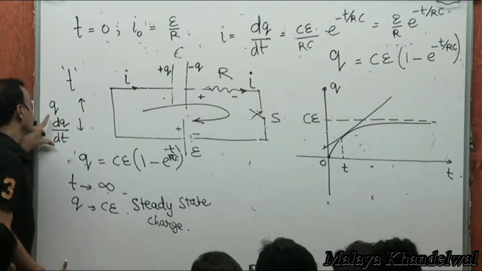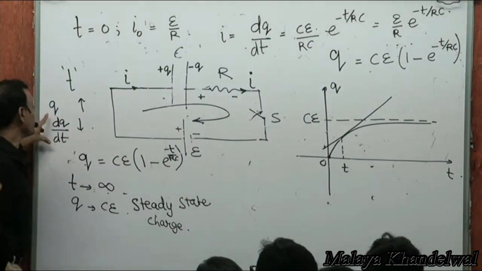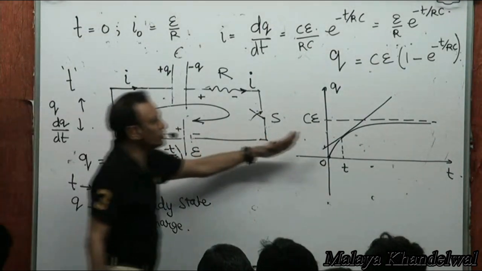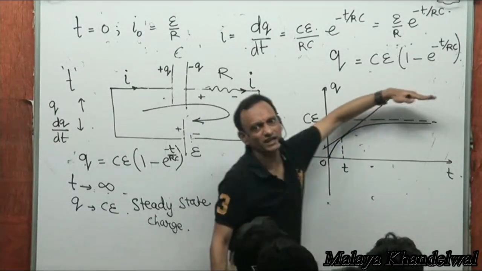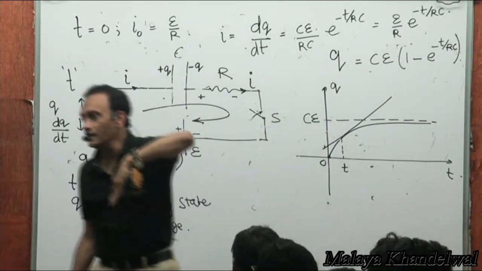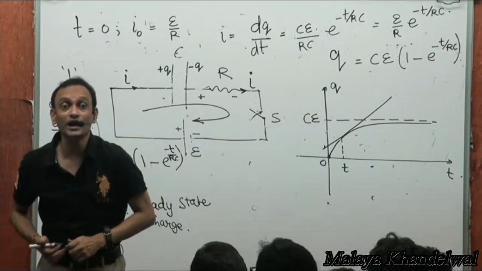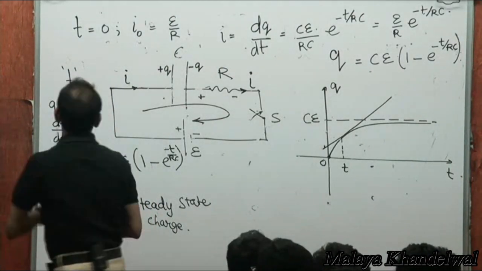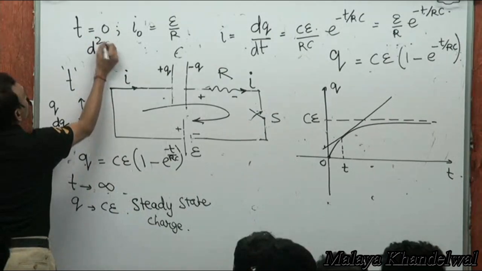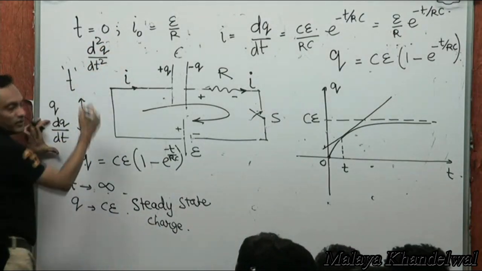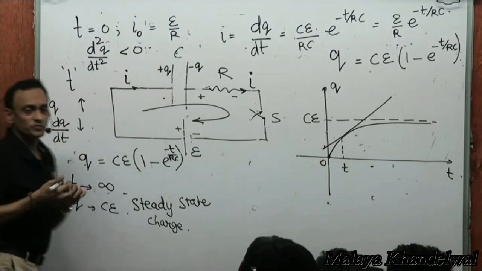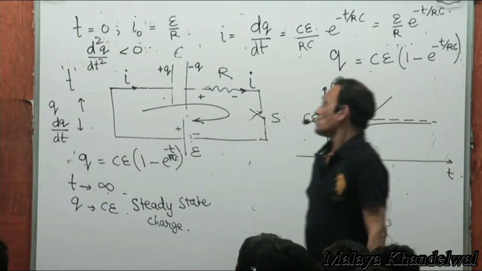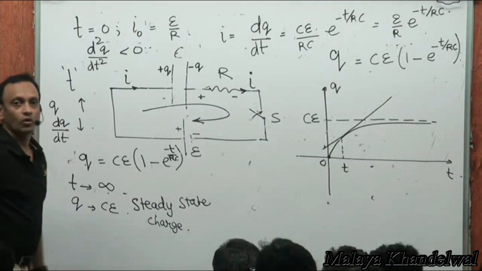dq/dt is a decreasing function of time. That means the derivative of dq/dt must be negative. dq/dt is the slope of the curve, and if the slope decreases, that means dq/dt is decreasing. Since dq/dt is itself a function of time, if it decreases, its derivative must be negative. What is the derivative of dq/dt? d2q/dt2. That must be negative. Yes or no? Do you all understand this? All good?